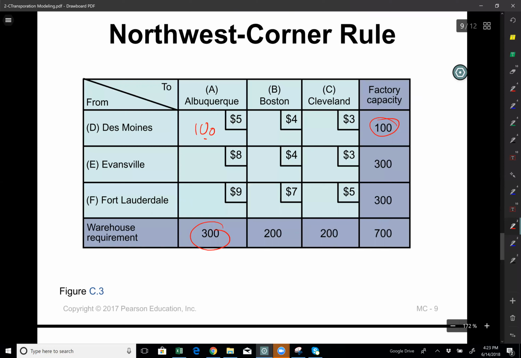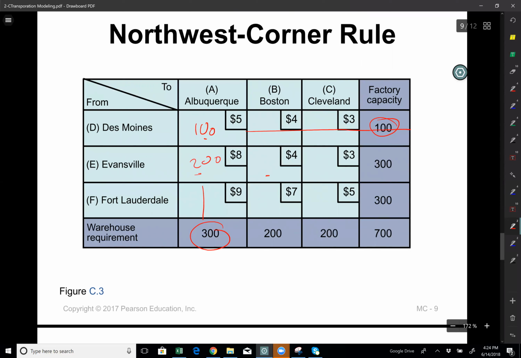So if I send from D to A 100, basically I cross out the row. So I don't have any capacity anymore in Des Moines. So now I look at this spot right here, my northwest corner, and from E to A, I can send up to 200 units. That will cross out my column.